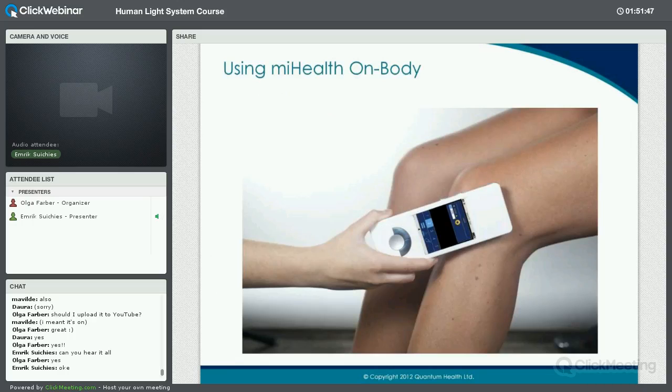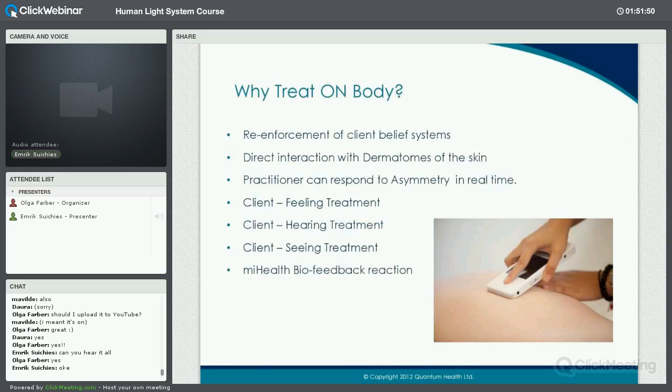And this is how it looks if you use it on body. I already said sometimes when you want to reinforce the belief system of the client, I use on body. I sometimes use on body when I work on dermatomes, but then you have to know about dermatomes and where to put the Mihealth. If you don't know it, then it's not an issue. If you put this Mihealth on the body and the current is coming, then there is a specific sound because of the frequency, and the frequency will change during the application, so people will hear different sounds.